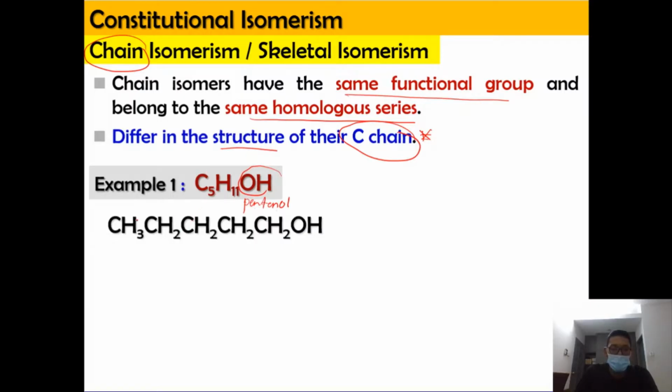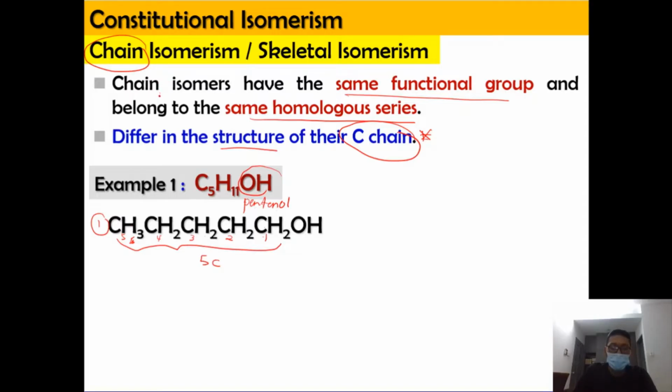So we can draw our first isomer like this, which is CH3, CH2, CH2, CH2, CH2, OH. So this is 5 linear carbon. In a straight line, we have our 5 carbon: 1, 2, 3, 4, 5. Usually we will start naming our carbon from the nearest functional group. Now we're going to make another chain isomer.